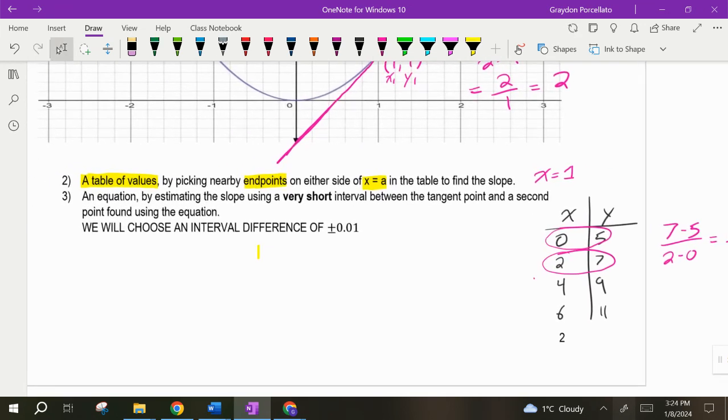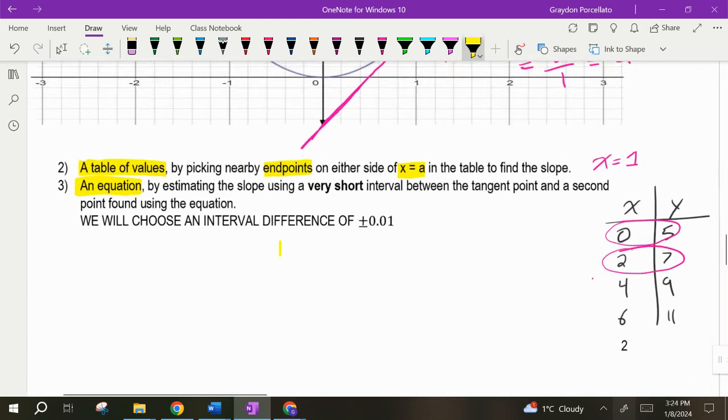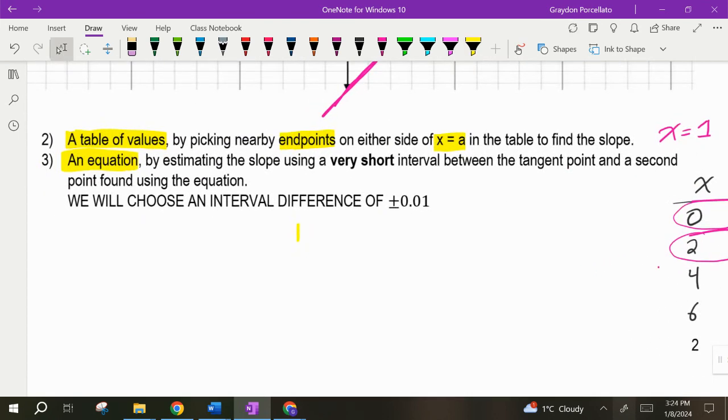The third way, and this is the way that we're going to be focused on in this unit, is by using an equation. This is going to be our main focus in this unit. In order to estimate when you're given an equation, you're going to estimate the slope using a very short interval between the tangent point and a second point found using the equation. So typically, and actually this is always what we're going to do, we will choose an interval difference of 0.01.